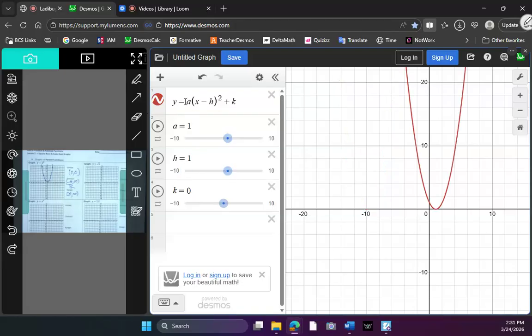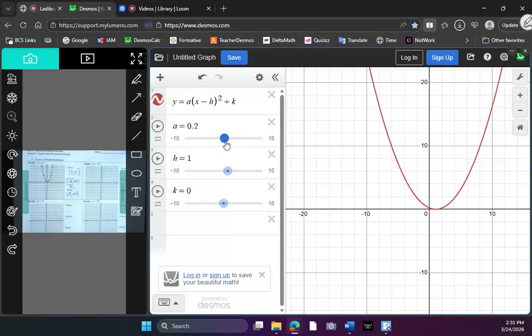And then we have our a value. If it is greater than 1, it's going to stretch it vertically, making it move upward quicker and making it more narrow. And if it is between 0 and 1, you can see it makes it wider. And if it's negative, it flips your parabola upside down.